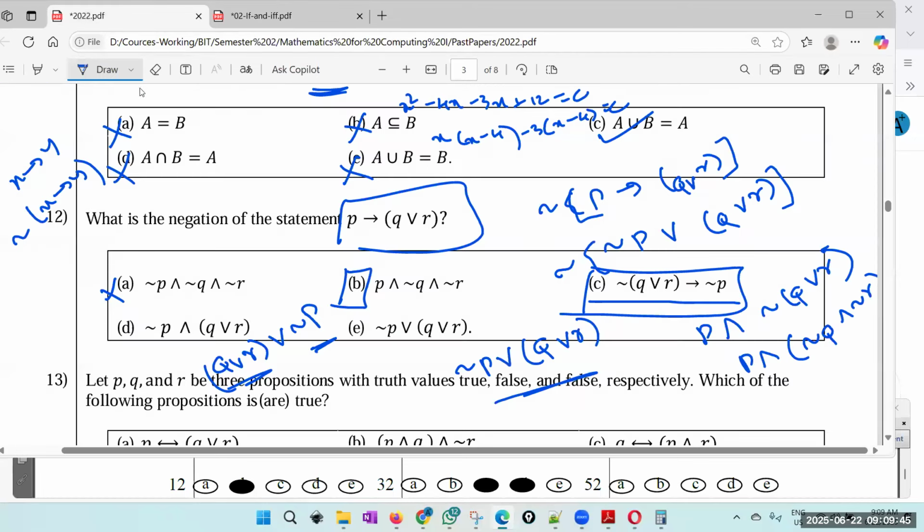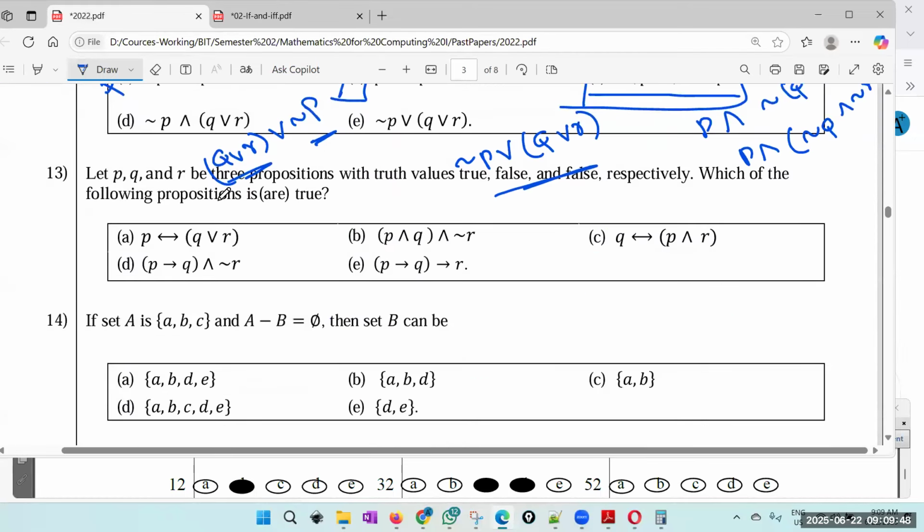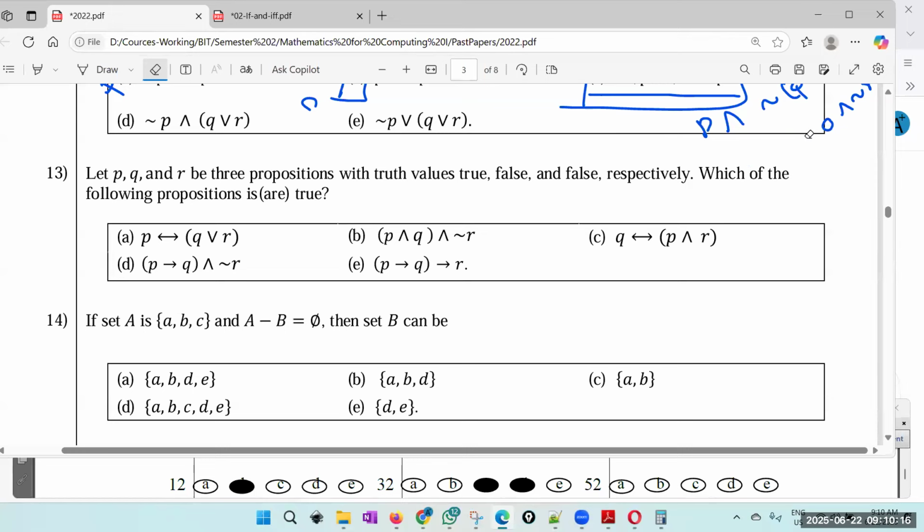Next question. Let P, Q, and R be three propositions with truth values true, false, and false, respectively. Which of the following propositions are true? That is not a difficult question because they have given the truth values. It will take a bit of time, so in the exams I will do this last, but this is a highly doable question because you need to consider only one scenario.